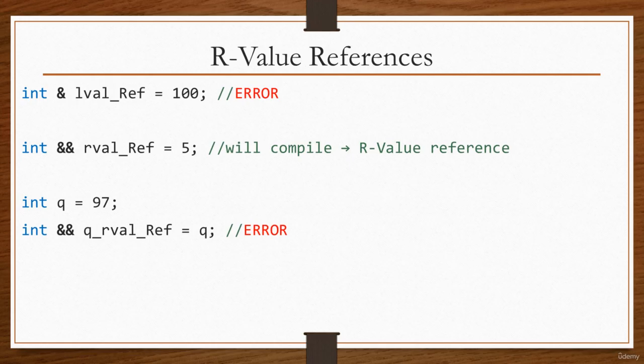In the final two statements on the slide, I have an integer p, which I'll set to 97. Then if I declare some R value reference, let's call it q, you can see I use the double ampersand there, and I try and initialize that to q, we will get an error if we try and do that. So this can only reference a temporary value, such as 5 or something like that. Okay, so I'll open up Visual Studio and we'll look at a few demonstrations on this.